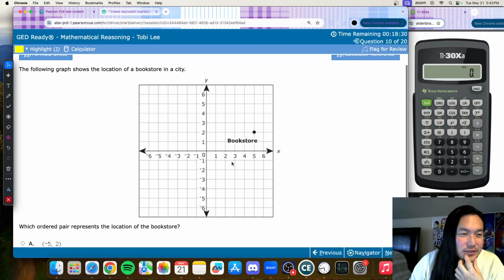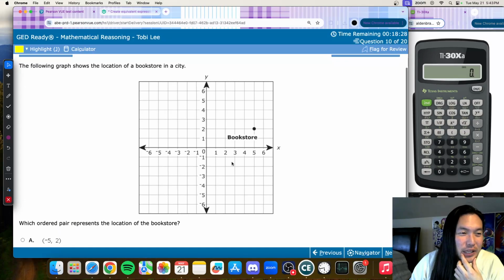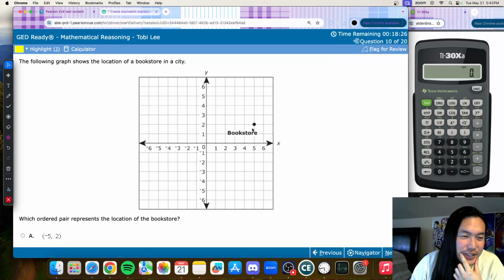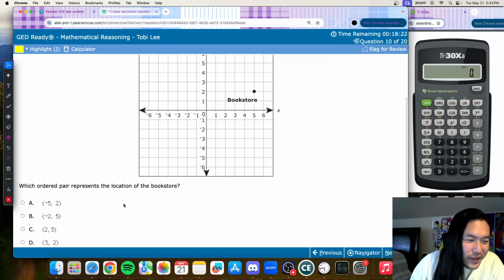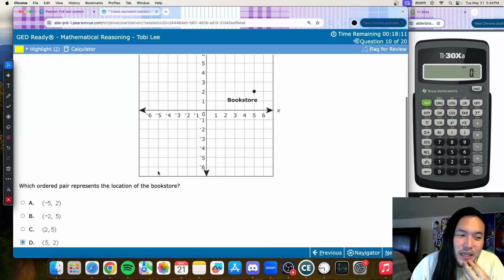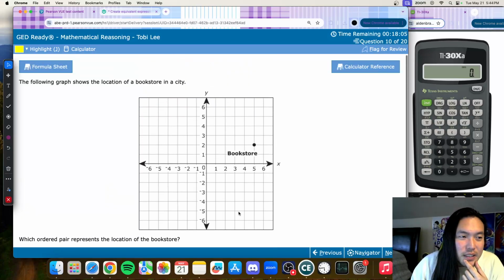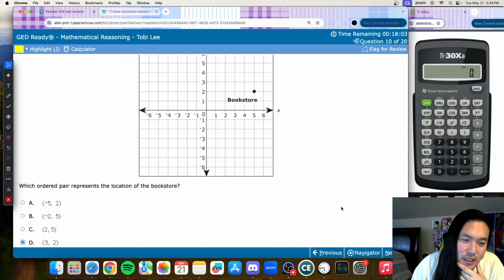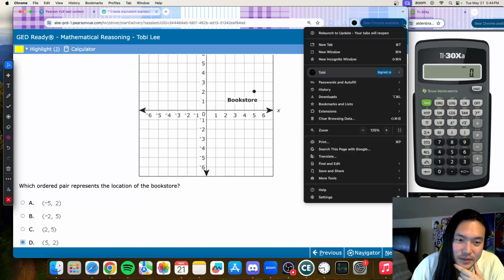We have a graph. The location of a bookstore is over here at 5, 2. Okay, you just know that. Yeah, in a coordinate pair, the X value goes first, the Y value goes second. You guys know this stuff, right? You definitely don't want to mess it up. It's very easy to mess up. Put it in the correct order. The numbers are positive here. X first, Y second, 5, 2, right? Don't miss this one.